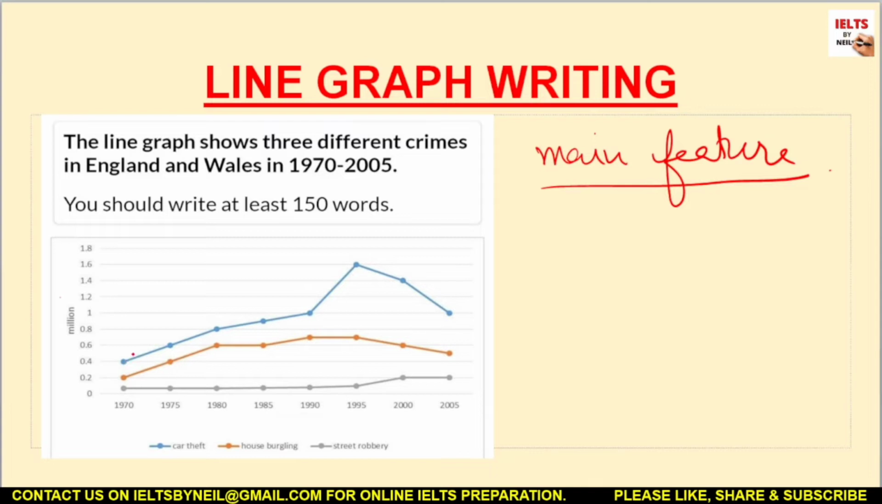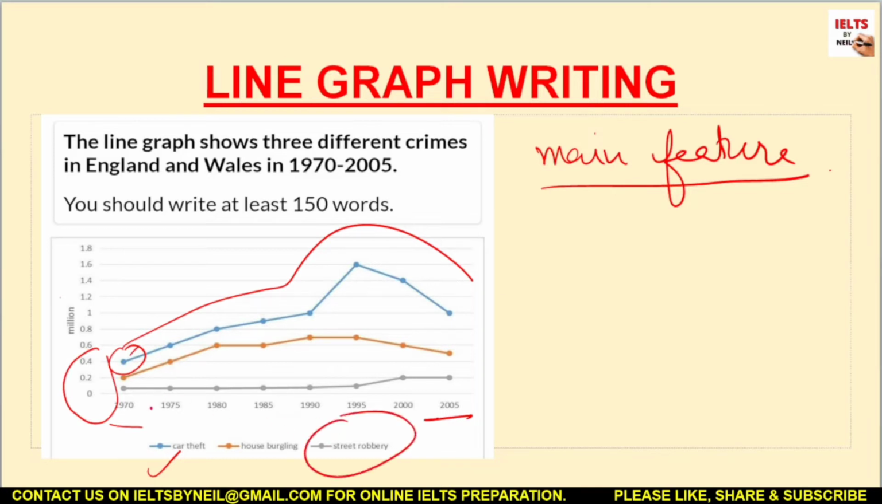For example, you can say this blue one is car theft. You can say car theft was the highest at any given point of time from this to 2005. See, this car theft was the highest. If you compare the values here in the millions, the car theft is the highest. And the street robbery was the lowest. Okay, you can write this way. So this is one of the main features.